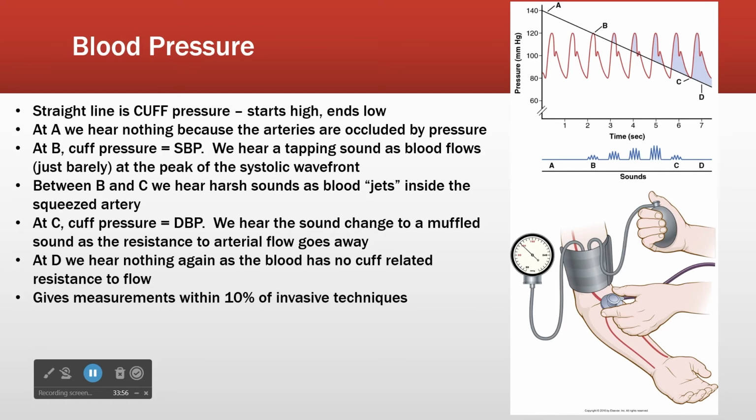Then at C, where our cuff pressure equals diastolic pressure, we hear the sound change again, because at point C we're taking away the restriction of blood flow at that vessel. So the turbulence and the restriction that we put in place with the cuff, we're now taking away. The sound changes first to a muffled sound, and then when the resistance to arterial flow goes away completely, you go back to not hearing anything again, like we see at D.